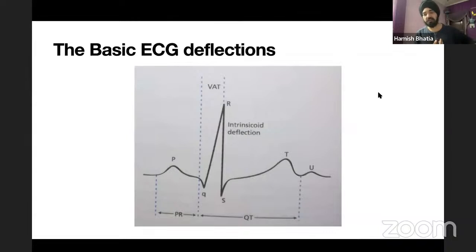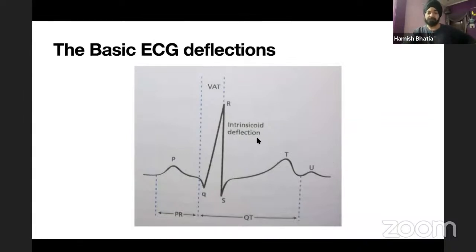V2 is in the fourth intercostal space, just left of the sternum. V3 is between V2 and V4, so V3's location is not specified. Fourth, V4 is in the mid-clavicular line, fifth intercostal space. Okay, I've said it 3 times now, so you can later on see it in the recordings also if you want.